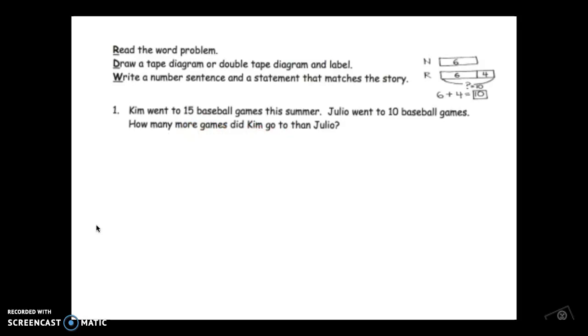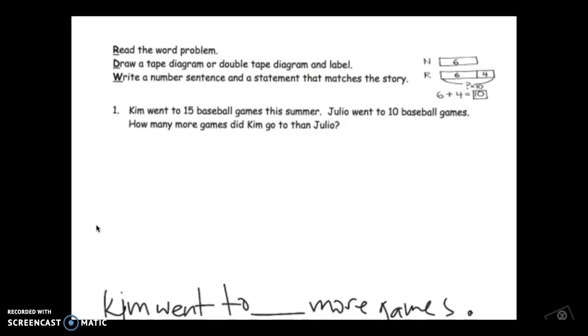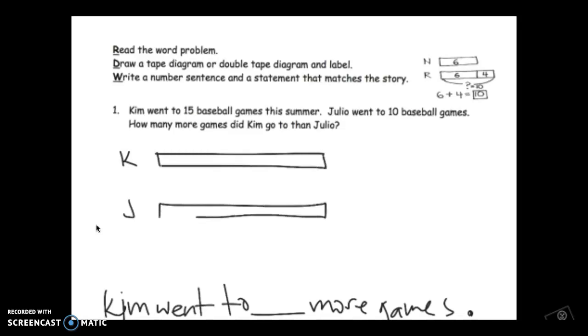So Kim went to blank more games. All right. So there is my answer statement with a blank. Now we're going to go back. We're going to read the question, and we're going to identify two characters in our story. We've got Kim and we've got Julio, and we're going to give them both the exact same length tape diagram.